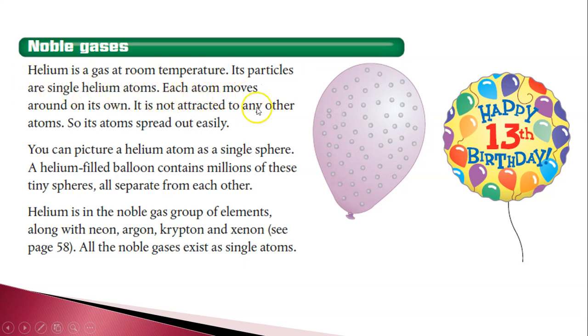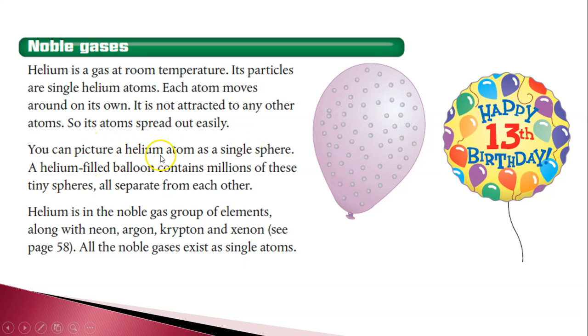Each atom moves around on its own. Think helium is a person, and he doesn't have any friends. Everywhere he goes, he'll go alone. He doesn't want to go with friends. Helium atom is like that. Everywhere it goes, it travels as a single person. It is not attracted to any other atoms. So its atoms spread out easily, and it can travel everywhere easily.